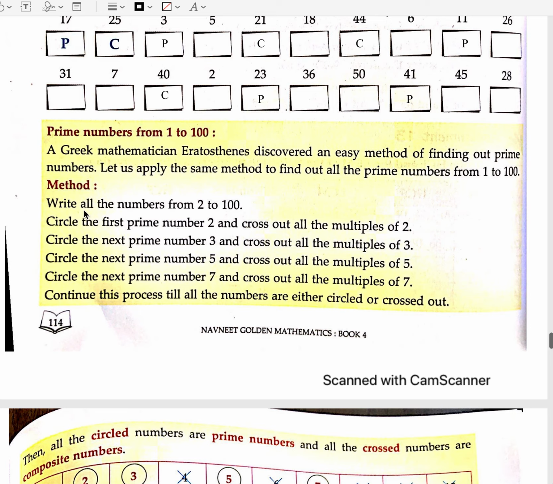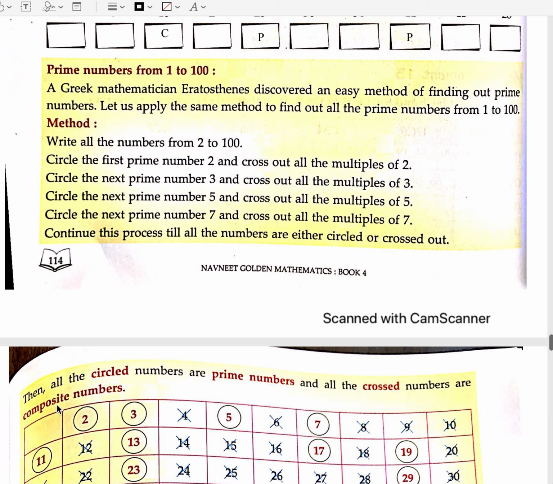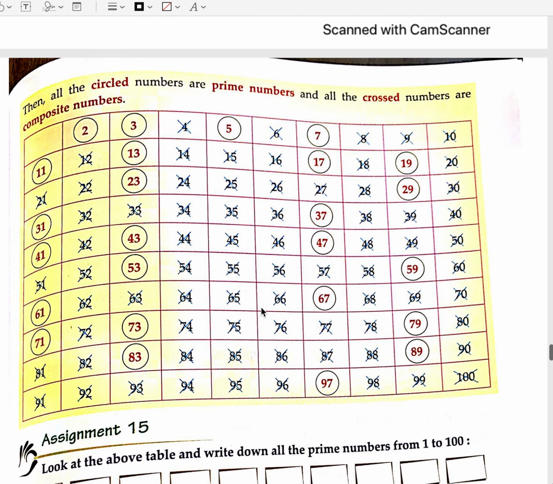So what we have to do is write all the numbers from 2 to 100. Because 1 is neither a prime nor composite, we then circle the first prime number 2 and cross out all the multiples of 2. Then we circle the prime number 3 and cross out all the multiples of 3 and so on.